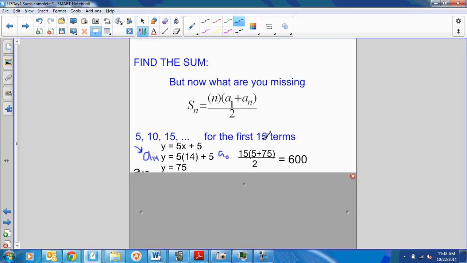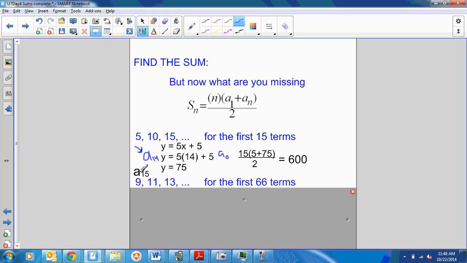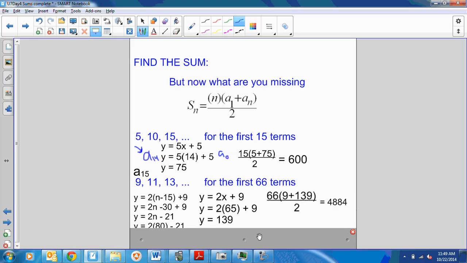Don't mess with that n. We want the first 15 terms. I don't care where it starts, 15 numbers after that. 5 plus 75 divided by 2. Now here's where it might get a little more complicated. Maybe I say a sub 15 is 9, and I want you to add up the first 66 terms. Well, I still need to find that 66th term. Now this can be a little complicated in the way we said before, but watch, I'm going to show you two different ways. Let's look over on the left here.